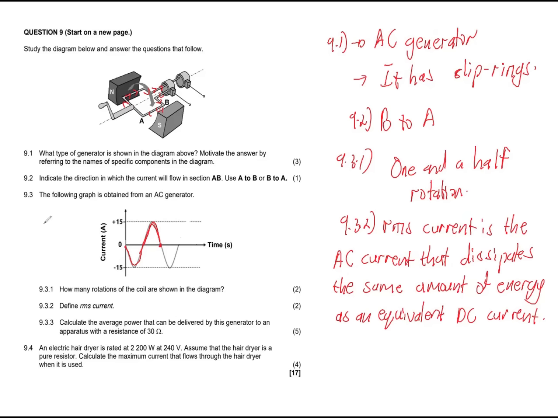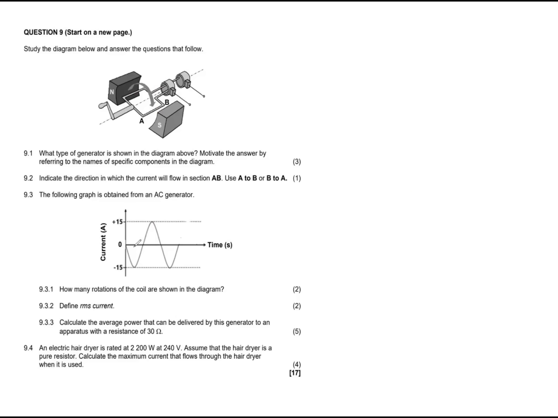Then 9.3.3 says calculate the average power that can be delivered by this generator to an apparatus with a resistance of 30 ohms. So what are we given there? Remember, this is the graph for current versus time. So this represents the maximum current, not Vmax, the maximum current. Now we have Imax. This is a 5-mark question.